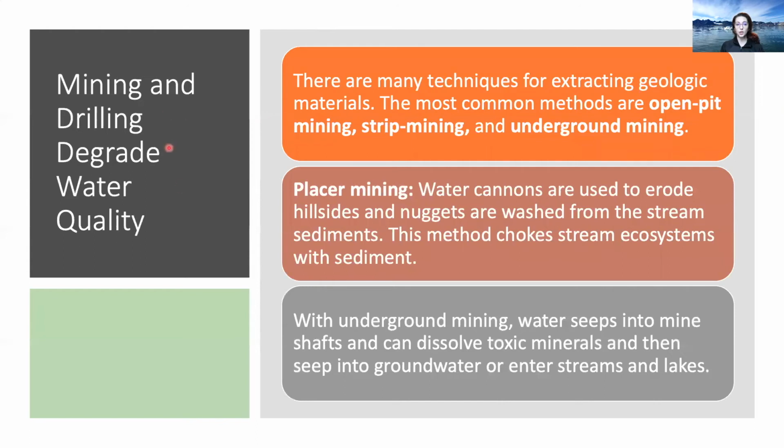Mining and drilling degrade water quality, as we just discussed. There are many techniques for extracting these geological materials. As we saw at the top of this lecture, there's strip mining, that mountaintop removal mining. There's also open pit mining and underground mining. There's something else called placer mining, where water cannons are used to erode hillsides and nuggets of the materials that are economically important are washed from the stream sediments. This method unfortunately chokes stream ecosystems with sediment and makes them extremely unhealthy.